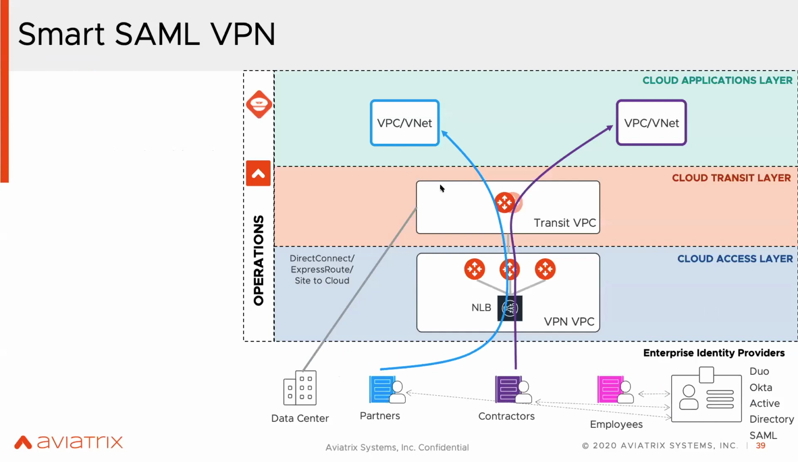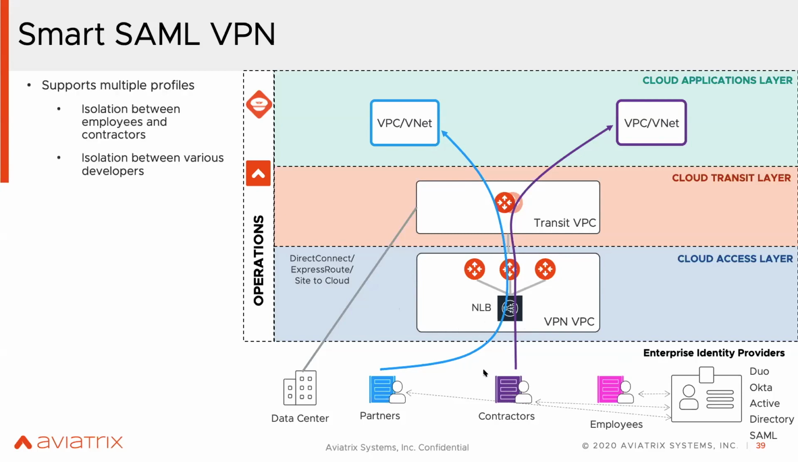When you deploy it in the architecture, this is how it looks. Since these users are considered part of the access layer, you deploy a VPN VPC or VNet in the cloud access layer, and from there you can bring these users into the transit network. Once they're in the transit network, based on the routing or the criteria that you have, you can go towards the destination.